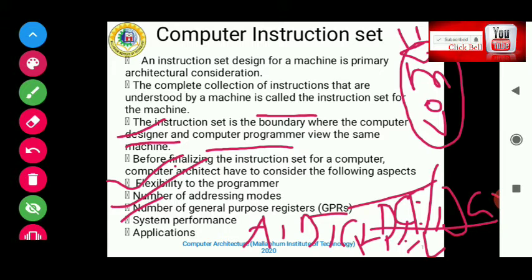Next, the application. From the application point of view, the machine can be distinguished. If the machine is designed for scientific purposes, then floating point arithmetic without precision is heavily degraded, whereas for entertainment, the computer must have multimedia operations. So that is the optimization point of view.